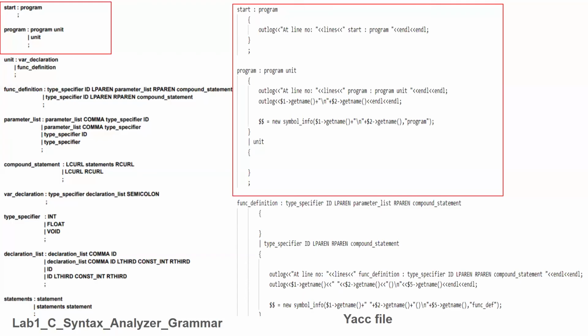When a grammar rule matches the input from the C code, it should print the matching rule in the correct order in an output file. For each grammar rule matched with some portion of the code, print the rule along with the relevant portion of the code. Some rules are done for you, but the rest of the rules mentioned in the Lab1 C Syntax Analyzer Grammar PDF have to be completed in a similar way.